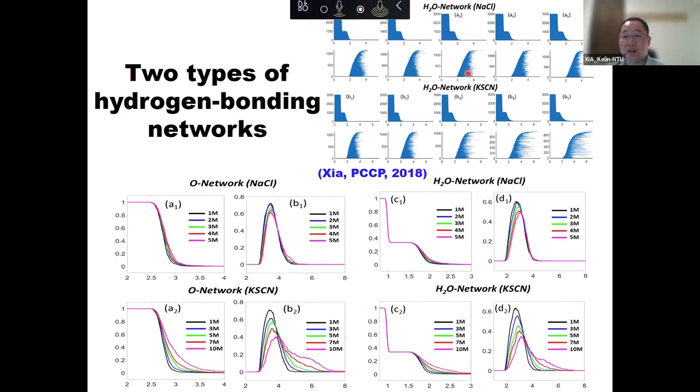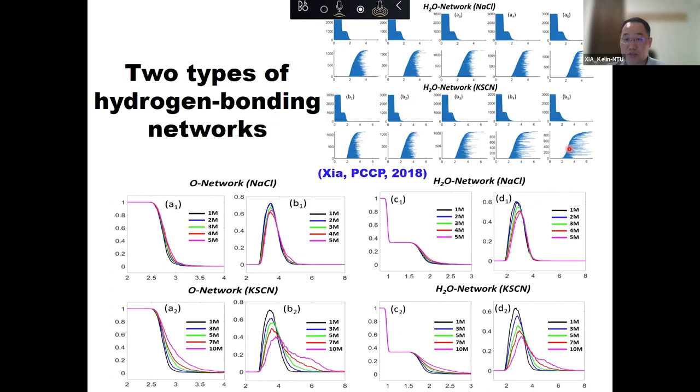So here, what we do is that we get rid of all the ions, NaCl and KSCN. We just check the hydrogen network and see what the patterns are. So again, with the increase of the concentrations, the NaCl seems not to change that much. So this is the Betti 1 bars. For the KSCN, these are the corresponding Betti 1 bars. So you see, they actually have much larger variations.